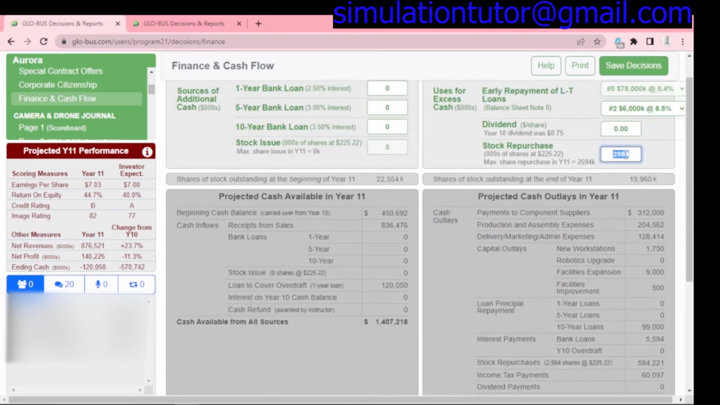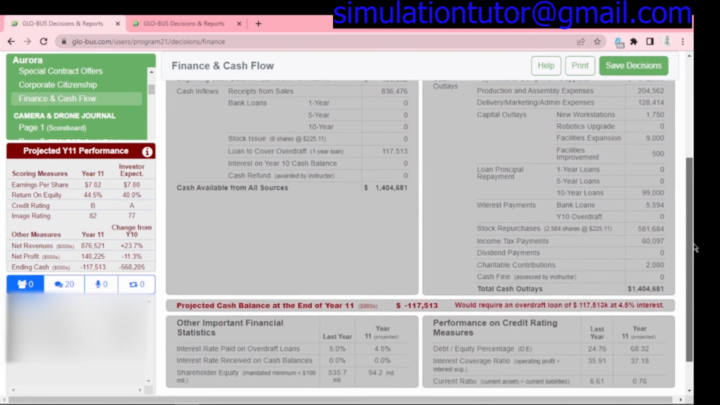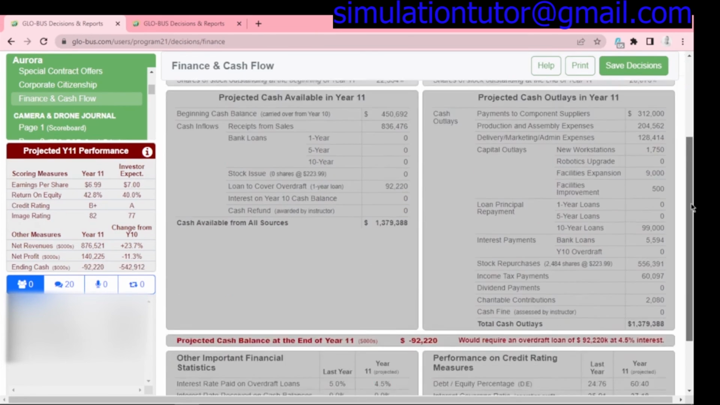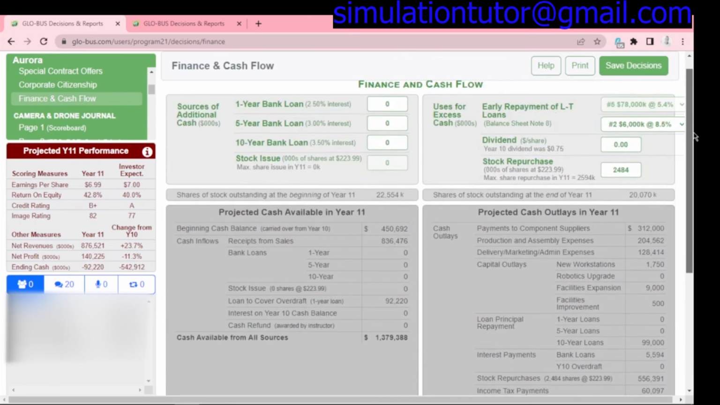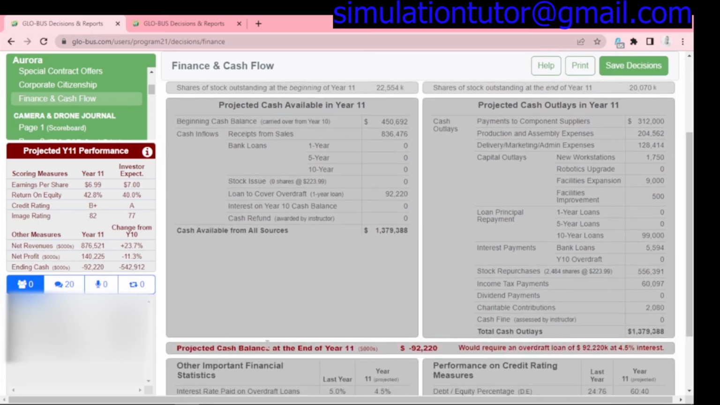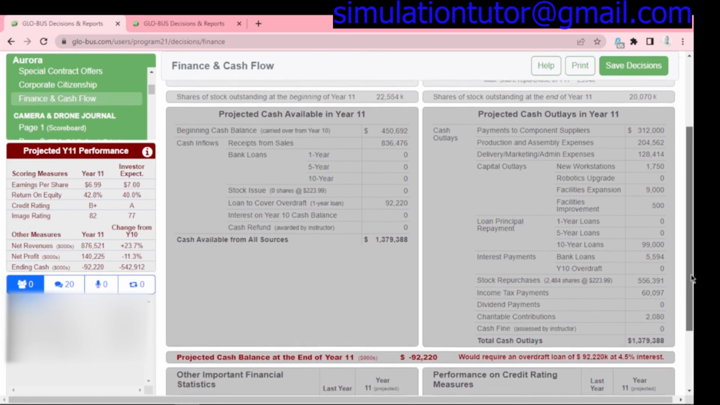So let me see if we do 25.84. Let me see. 74. Let's purchase maybe 24. So 119. I think I'll settle with that stock repurchase of 24.84. Because I don't want to save the decisions with a projected cash balance of negative 92,000, because this will earn me an emergency loan.